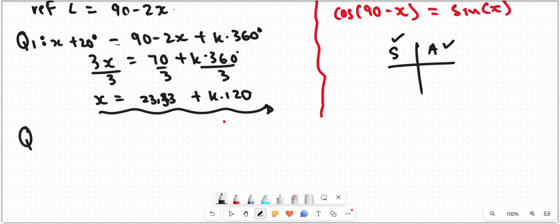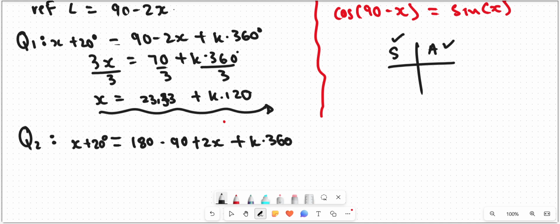The one in quad number 2, we'll say x plus 20 degrees is equal to 180 minus my 90 but plus my 2x. I've already spoken about this. It's a binomial that you're subtracting there, so you have to make sure that the 90 is minus but the 2x is positive.